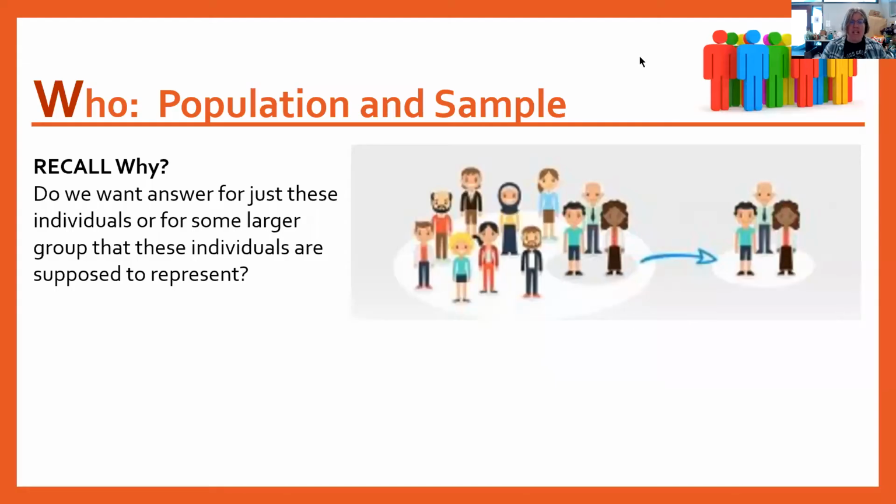All right, we're going to revisit adding context to our data for just a minute here. And specifically, we're doing that because I want to define two terms that we'll use quite a bit in statistics, and that is the population and the sample. One of the questions we asked when we were looking at adding context is, do we want answers for just these individuals that we're collecting the data from? Or do we want to use these individuals to represent a larger group and be able to apply those results to a larger group?